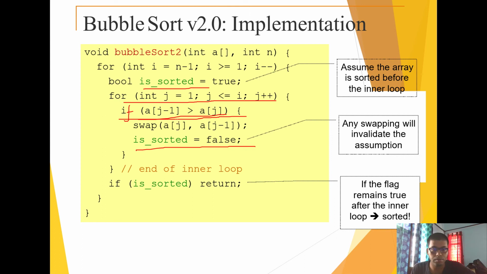It will return that the array is not sorted. Okay, so then only this for loop will run. Otherwise, the for loop will not run. So if sorted, return; this flag remains true after the inner loop, which means the array is sorted.